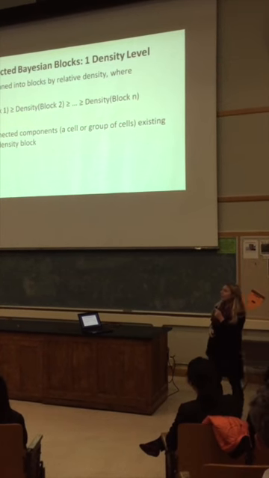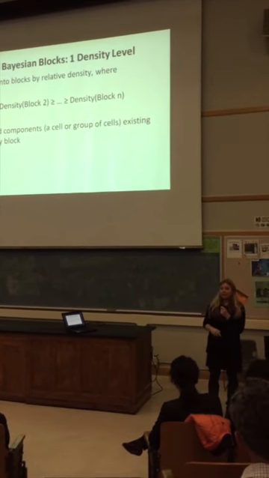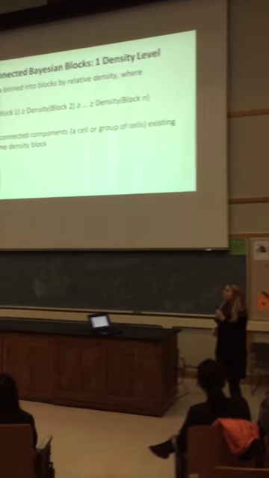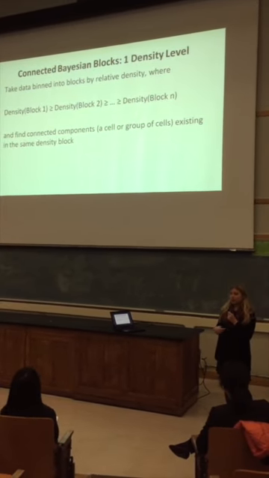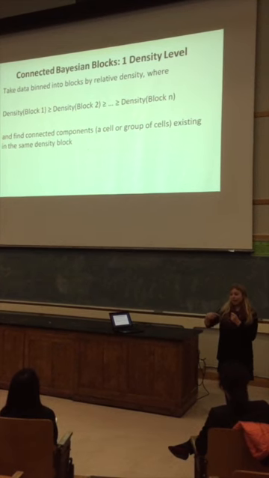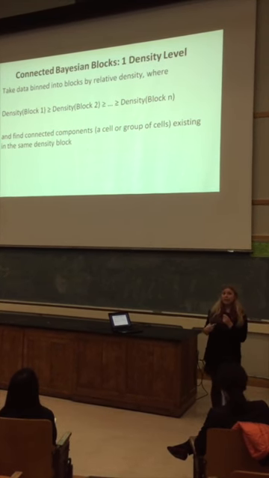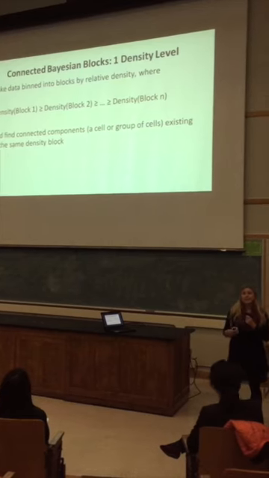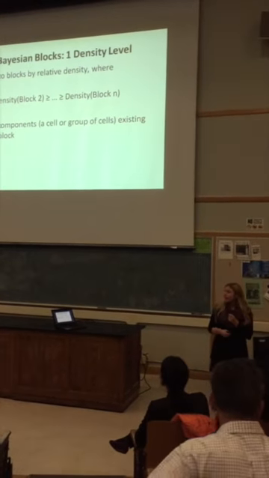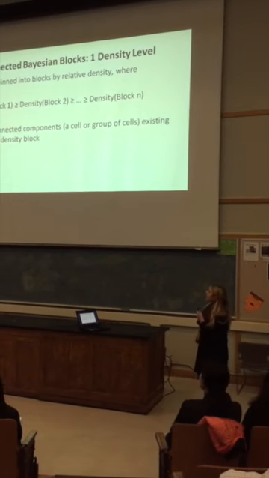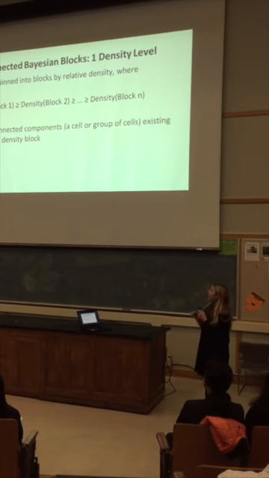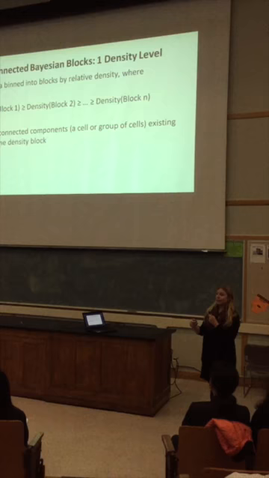So here's the basic idea within one density level. We take the data that's already been binned by Dr. Scargill's objective function, such that the first block has the highest density, the next block has the next highest density, all the way to the last block, which has the lowest relative density over all of the blocks. And we find connected components that are within the same density level.